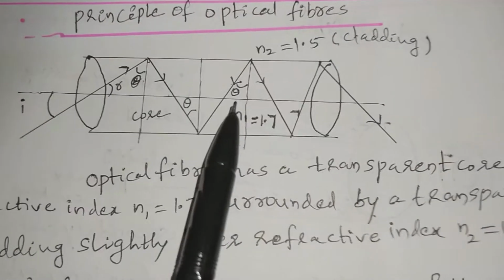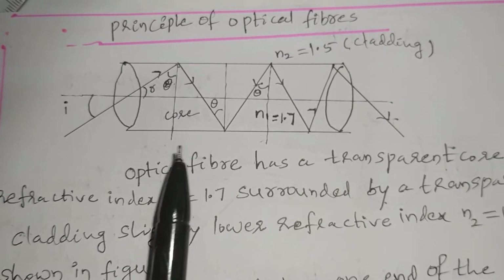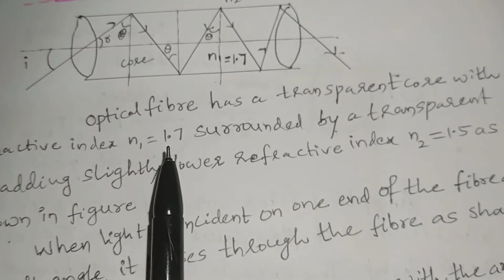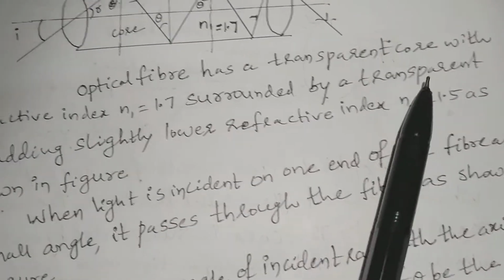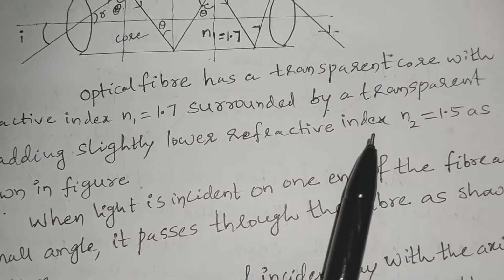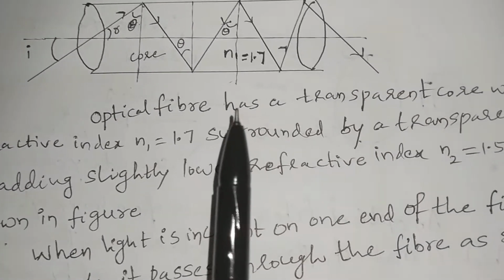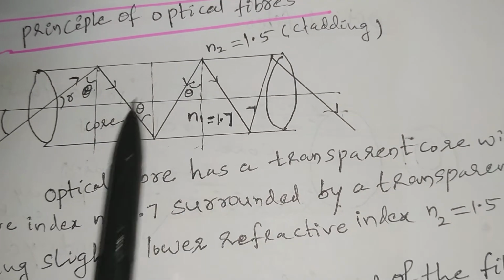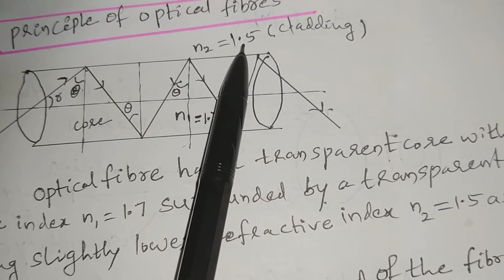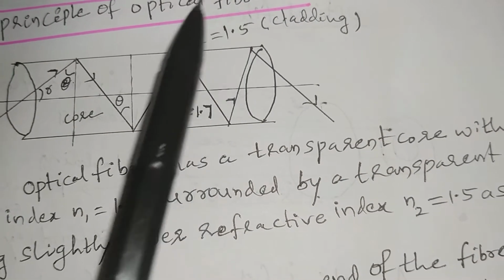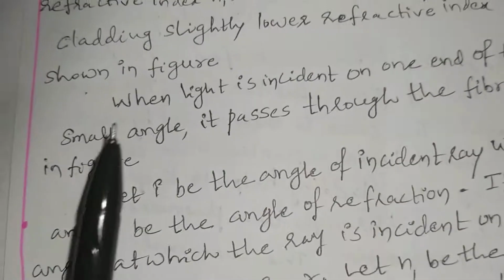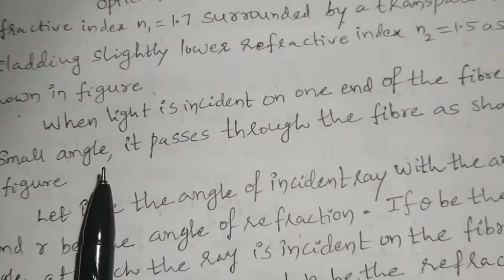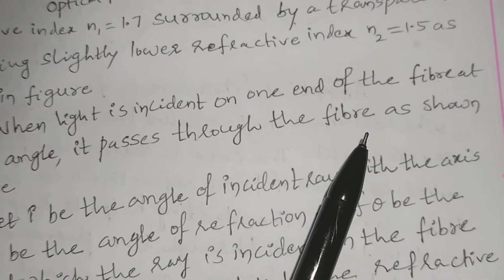Now we discuss the principle of optical fiber. The optical fiber has a transparent core with a refractive index n1 equal to 1.7, surrounded by a transparent cladding of slightly lower refractive index n2 equal to 1.5, as shown in the figure. This is the core, its refractive index is 1.7, and the boundary is the cladding, whose refractive index is 1.5. This refractive index is less than the refractive index of the core. When a light ray is incident on one end of the fiber at a small angle, it passes through the fiber as shown in the figure.